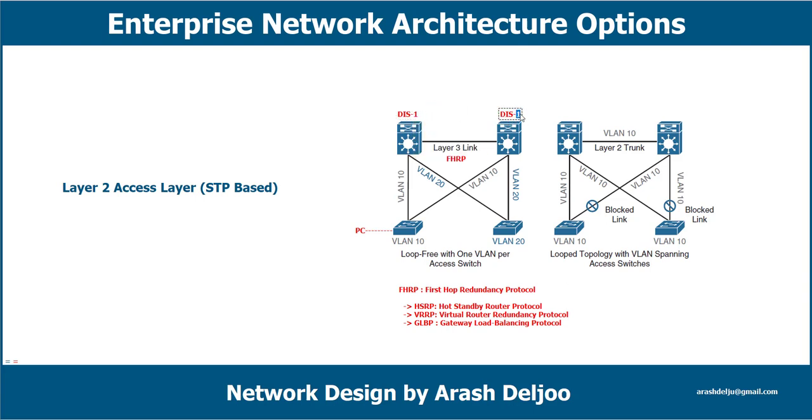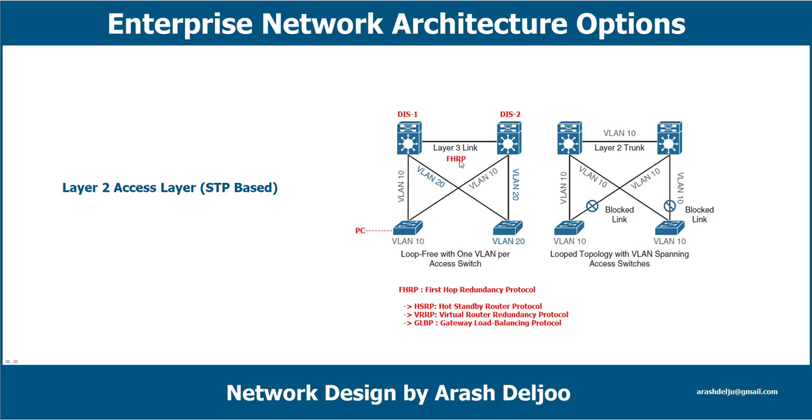When we use loop free, it means that we have one restriction. The restriction is that VLAN 10 should be restricted to only one switch and VLAN 20 to the other switch. Because of that, we don't have a loop, and STP doesn't block any interface. For VLAN 10 we can use both of these two links, and for VLAN 20 we can use both of these two links, and the link between distribution 1 and distribution 3 is the layer 3 link.